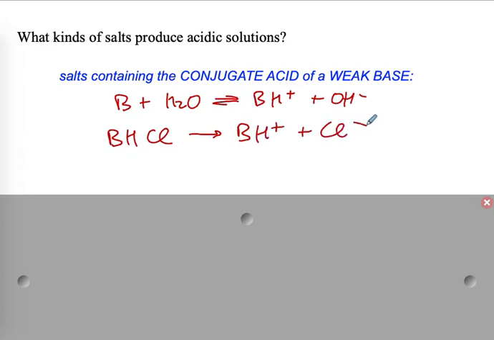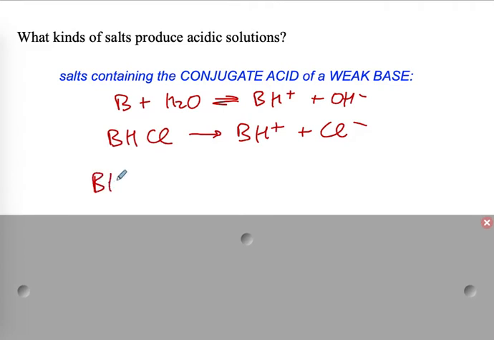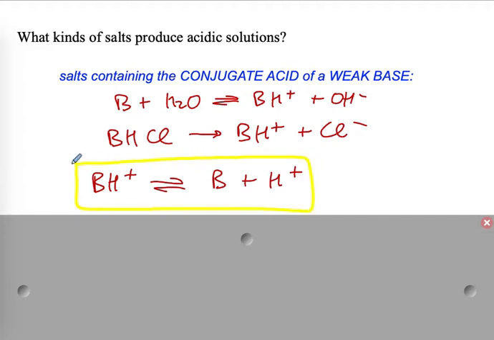This second equation, again, is not an equilibrium. I repeat, it is not an equilibrium. It is not governed by an equilibrium constant. It is simply the dissolution and dissociation of the salt of BH plus to form a solution of BH plus in water. The relevant ionization is BH plus ionizing to form B plus H plus to form an acidic solution. This is the equilibrium that shows how BH plus forms an acidic solution. It is governed by an equilibrium constant we'll deal with later.